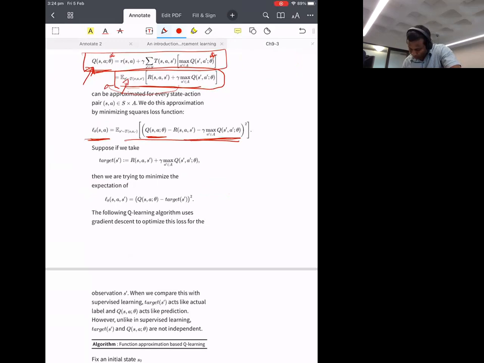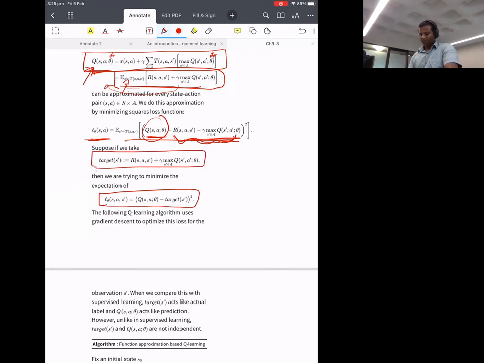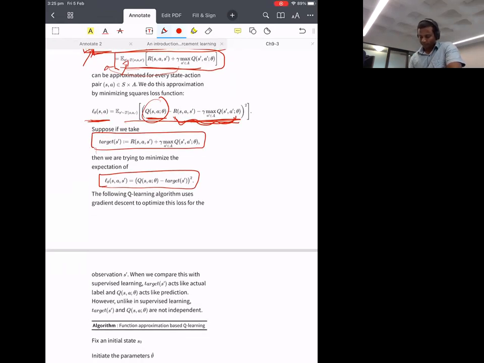So this we treat as a prediction, which we get from the neural network. And this as a target, instead of real labels which are present in supervised learning, since we don't have them, we actually take this as the target and we want to minimize these two. So we are trying to reduce the expected value of this, where the target is defined as follows. I'm just playing around because we need to define these things to build the intuition. Otherwise, this is what we are trying to do. We're just trying to minimize this.